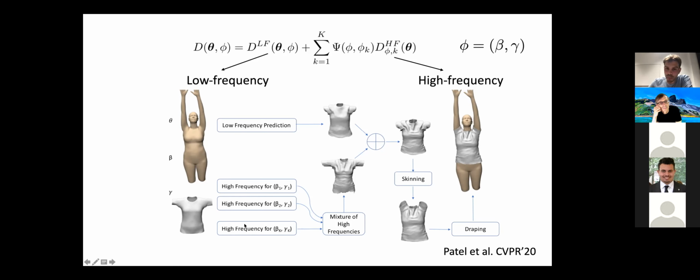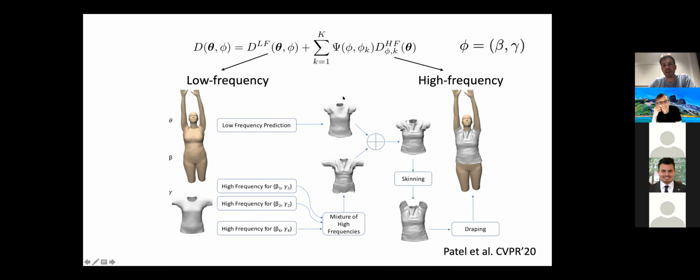The problem is when you combine different styles together, and I think the reason is that because different styles produce wrinkles at different places, then the network doesn't know what to do, and it basically smooths everything out. So the trick here is to have a mixture model. You have a low frequency prediction, and you can separate the frequencies of a mesh using some geometry processing techniques.